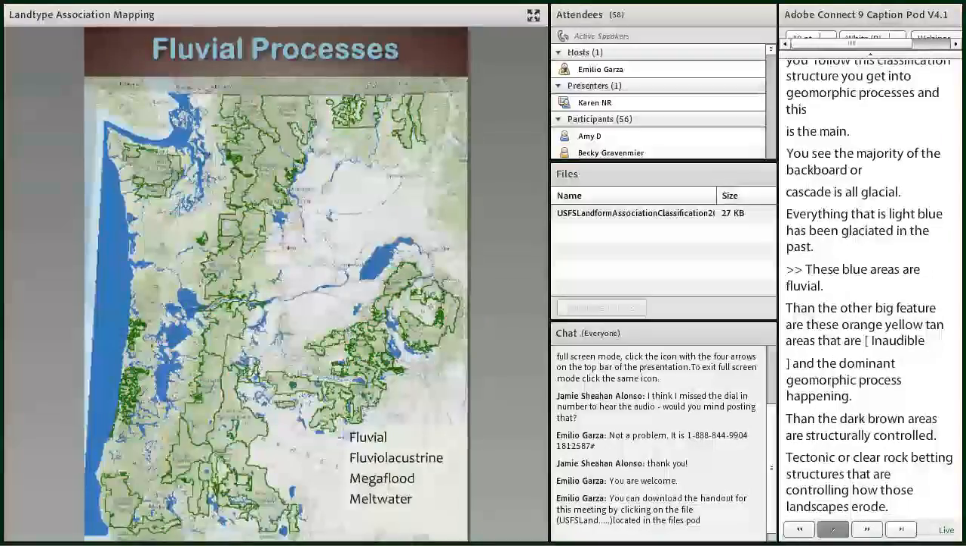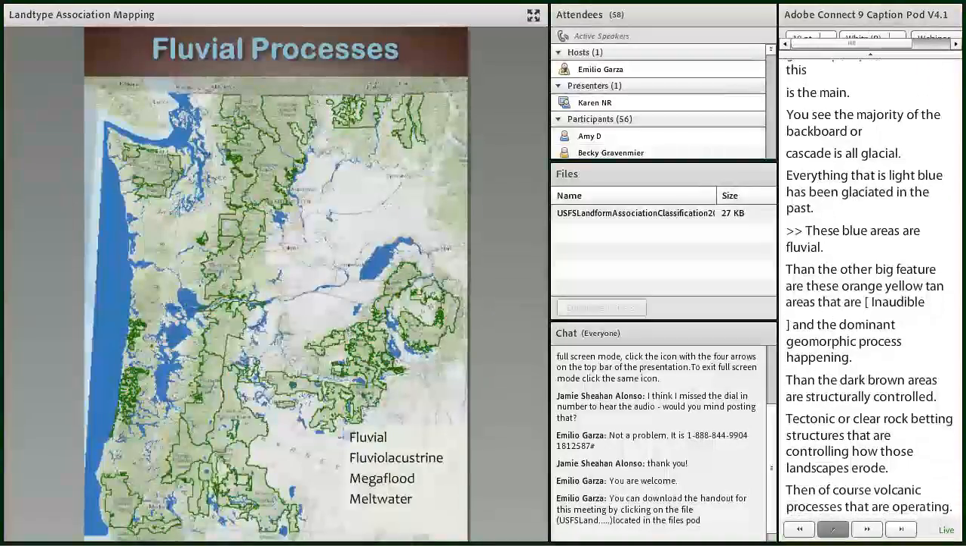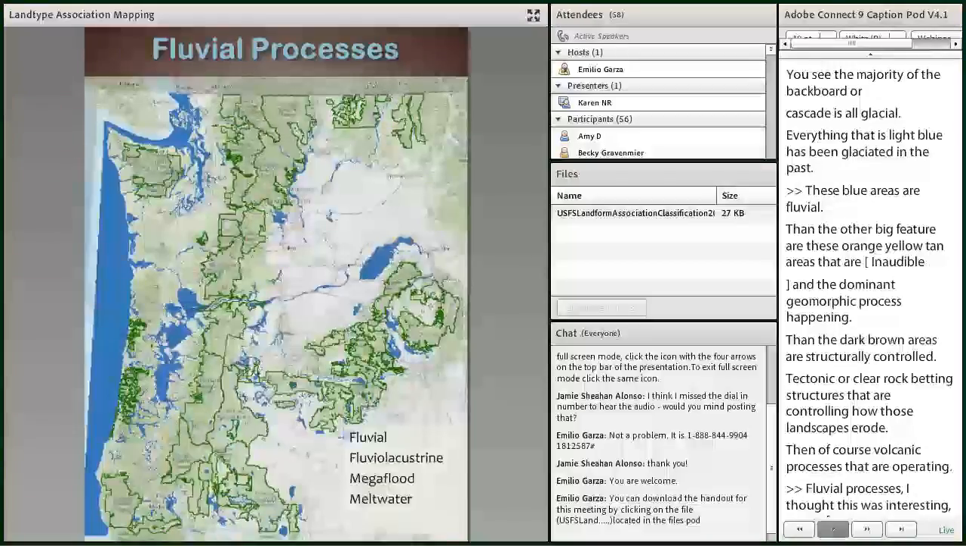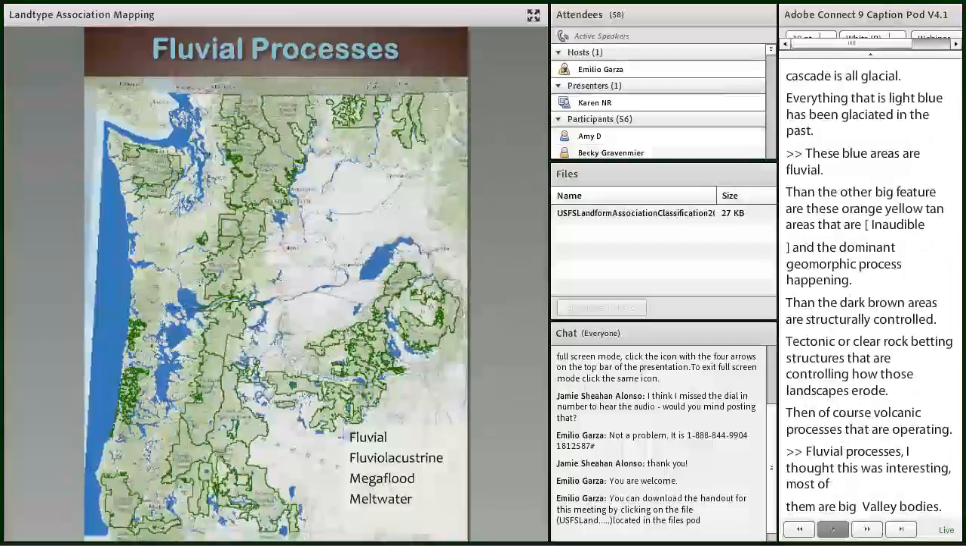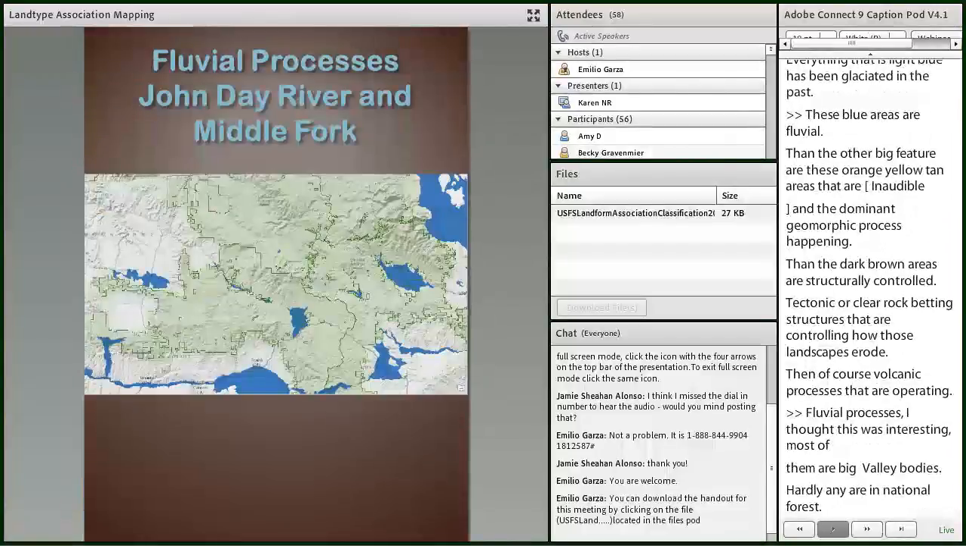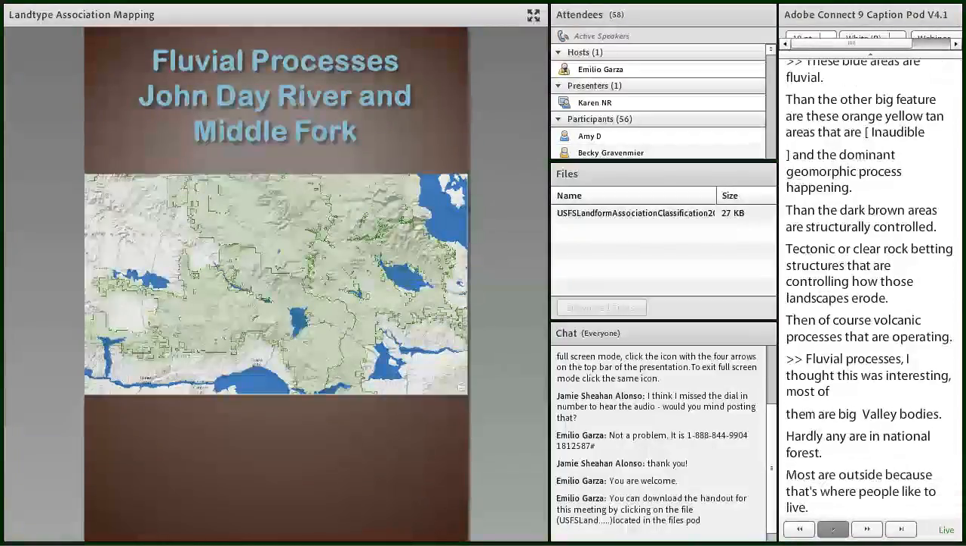So fluvial processes, I thought this was interesting. Most of these, at this scale, which is 1 to 100,000, are valley bottoms. And hardly any of them are in national forests. They're all outside. Why? Because that's where people like to live. They're all settled, they're all developed. And even if they do come into the national forest, there's private land that comes into the national forest.